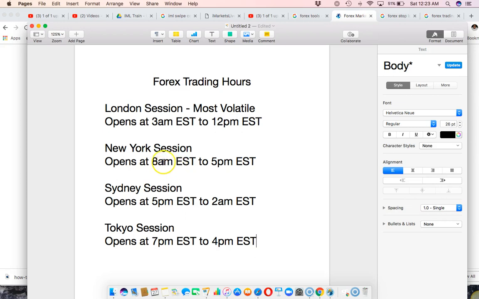Also, a crossover time between you have Sydney and Tokyo. They have a crossover time between 7 p.m. to 2 a.m. Eastern time, and then London and Tokyo between 3 a.m. to 4 a.m. That one solid hour. Okay, so different pairs again.